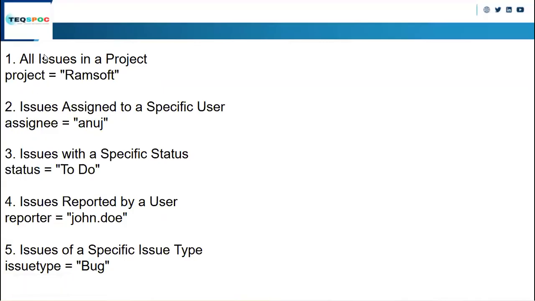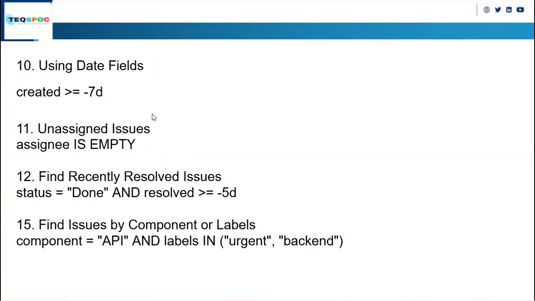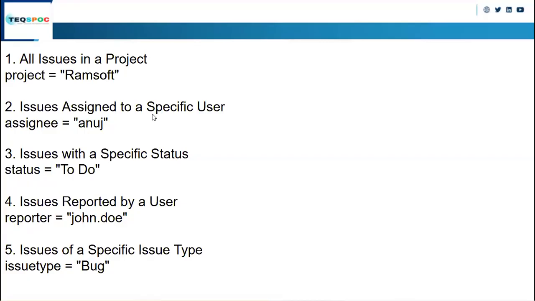Now, these are different types of JQL queries. Let's go through it one by one. Basically, if we want to see all issues in the project, and the project name is Ramasoft, we can write project equal to Ramasoft. Now, first I will go through some basic queries, then after I will move to the practical.